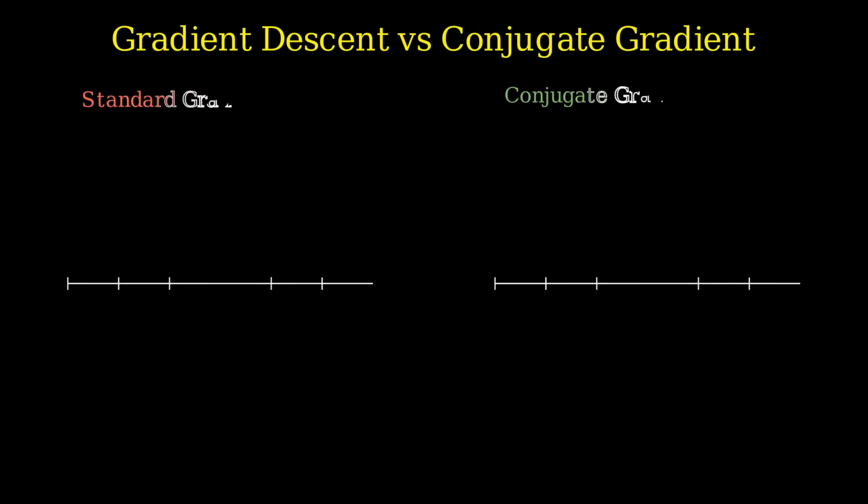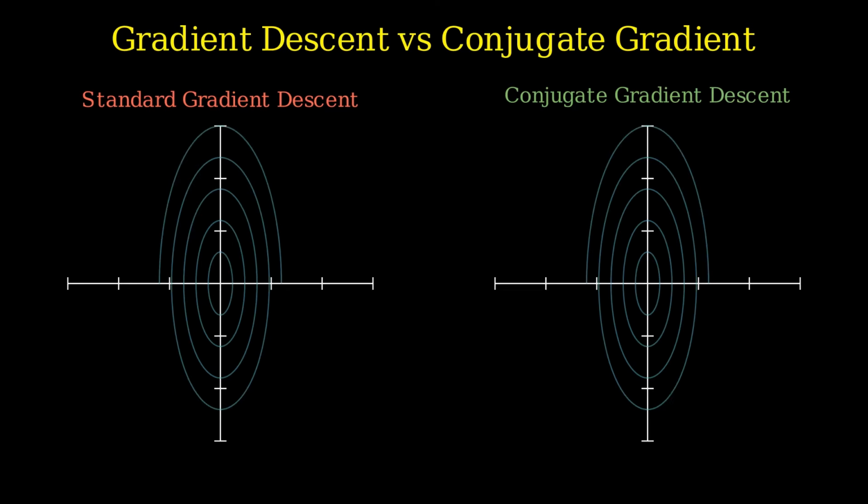I've set up a visual comparison. Standard gradient descent on the left, conjugate gradient descent on the right. We're minimizing the same quadratic function. You can see these elliptical contours representing the function's shape. Both algorithms start from the same point in the upper right. Watch gradient descent first. See that?